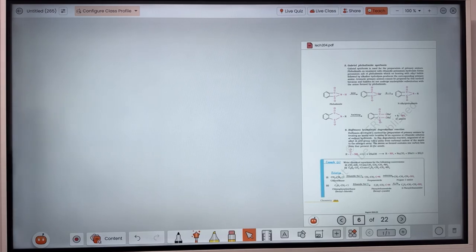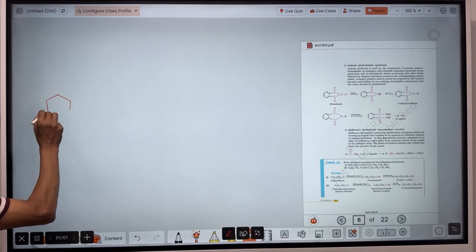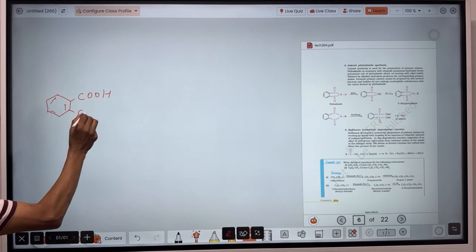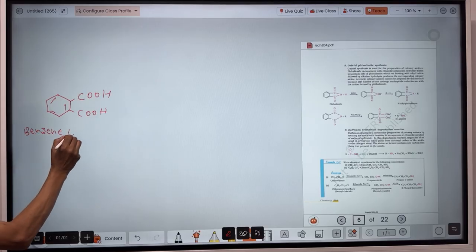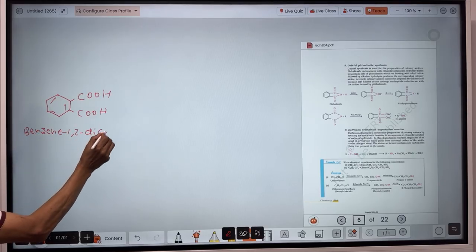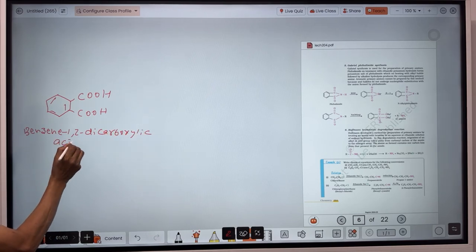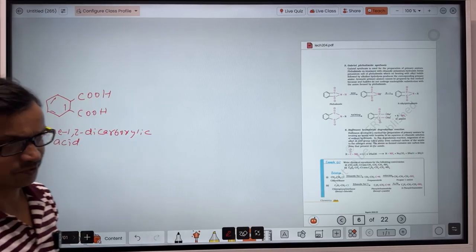To synthesize the phthalimide, firstly you need this compound, benzene-1,2-dicarboxylic acid. Its name is benzene-1,2-dicarboxylic acid.